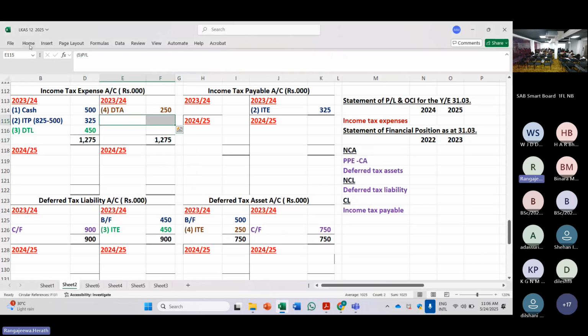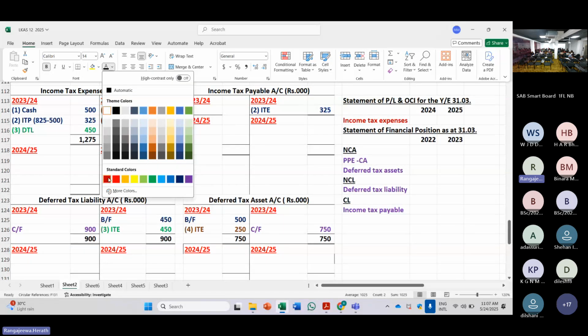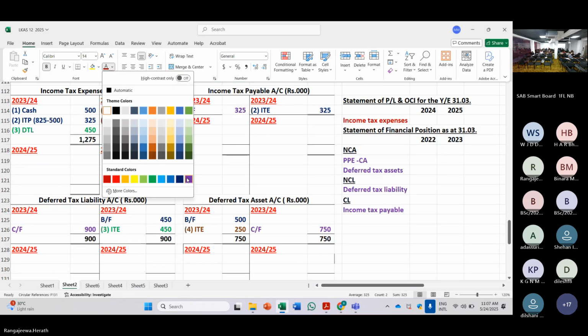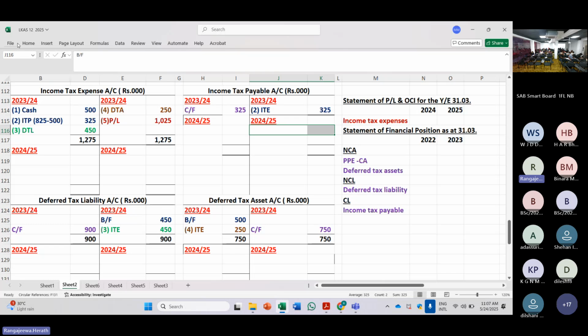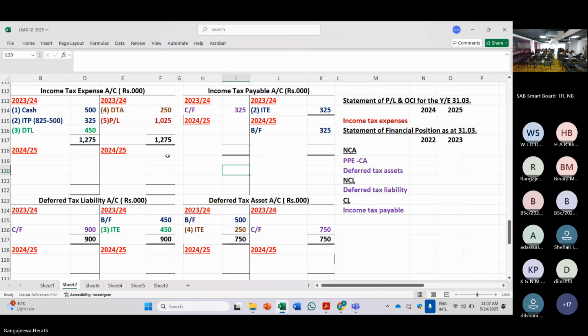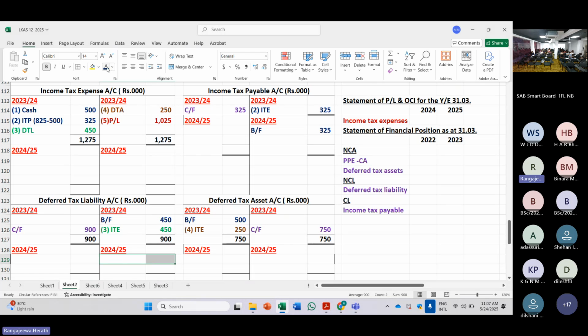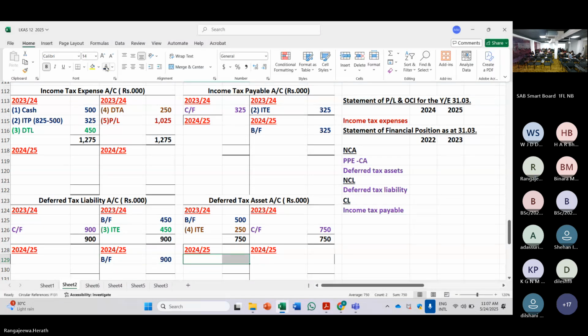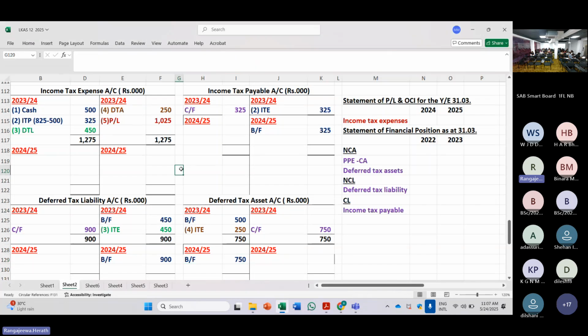So the tax expense account, when we balance, can take to P&L 1025. Tax payable account, we can carry it forward to next year, 325. Deferred tax liability, the opening balance of next year 900, deferred tax asset 750. For 2024 there is no change, the same as we did before. Right? Creation of deferred tax liability and creation of deferred tax asset. The entries are the same as before, no change at all.